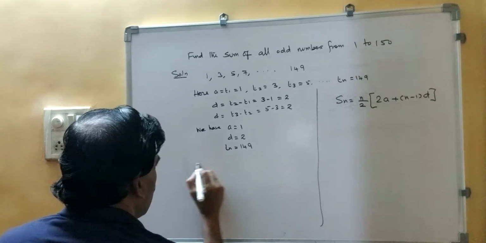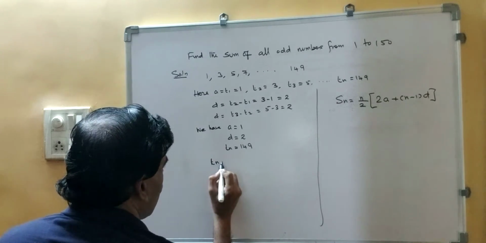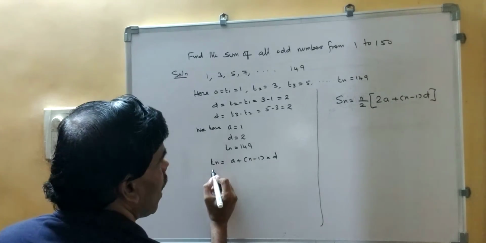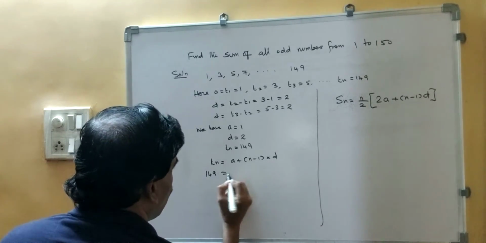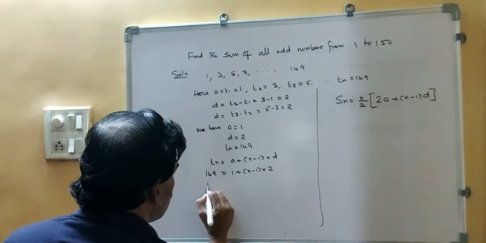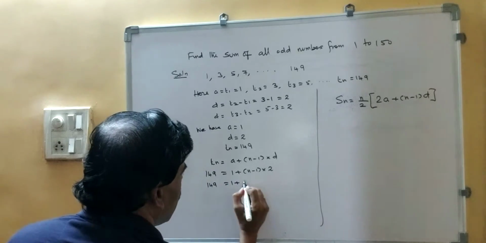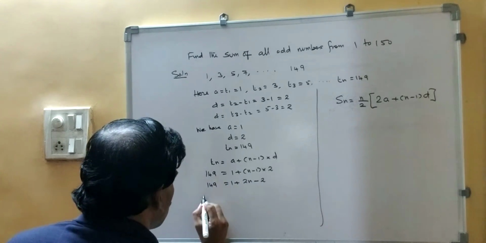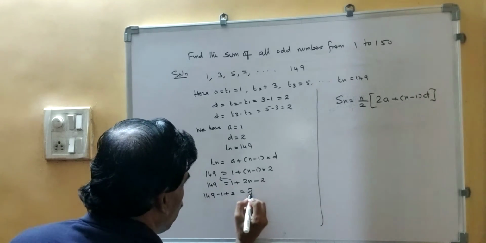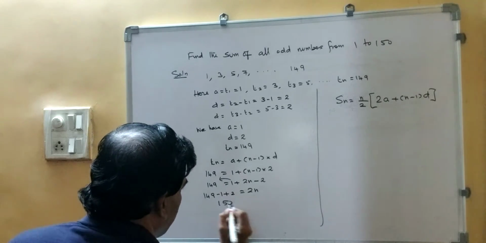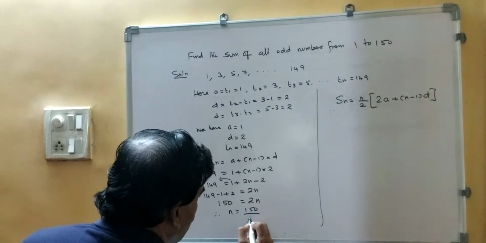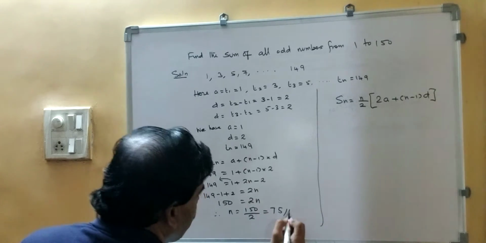So Tn equal to a plus n minus 1 into d. Tn is 149, a is 1, and d is 2. So 149 equal to 1 plus 2n minus 2. So 149 minus 1 plus 2 equal to 2n. 150 equal to 2n. Therefore, n equal to 150 upon 2 equal to 75.